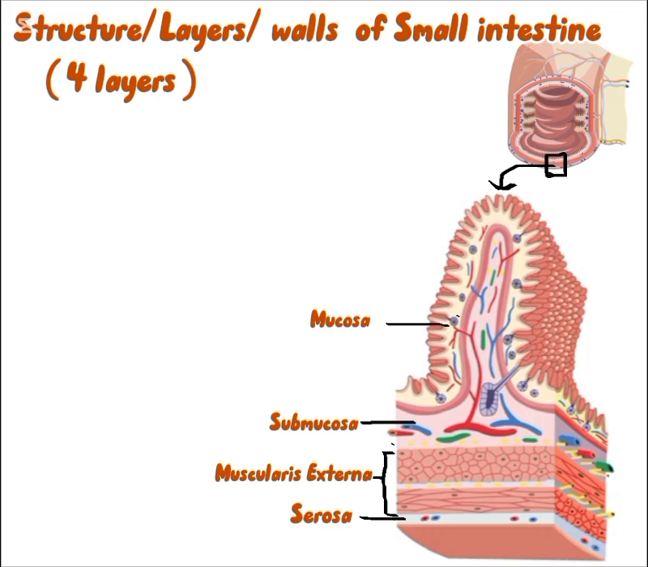The innermost layer is the mucosa, and the mucosal surface is greatly increased by permanent circular folds that help in mixing of chyme, villi, and microvilli.